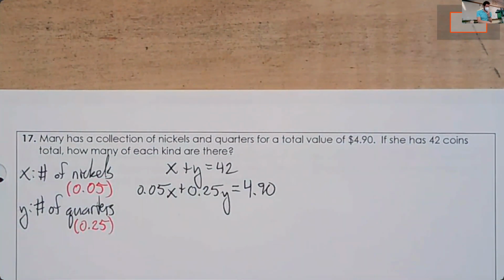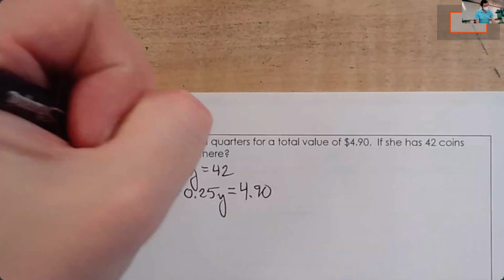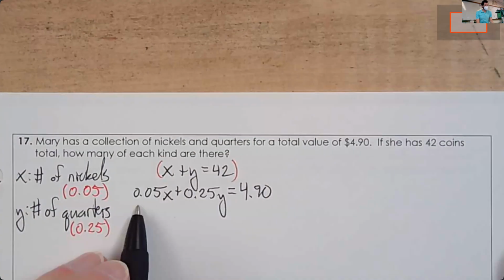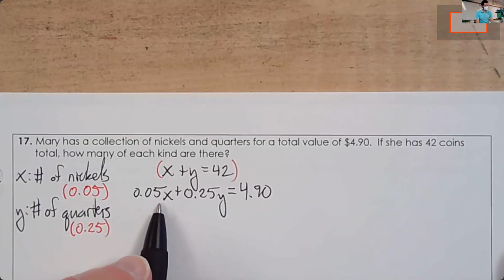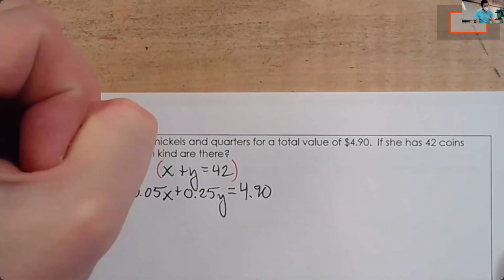And so this system looks pretty much just like the one we did on the previous problem. And so I'm going to say, let's just go ahead and use elimination again. Let's go ahead and eliminate the x value again, which means we're going to multiply the top equation by the opposite of the value of x down here. So we're going to multiply everything on the top equation by negative 0.05.